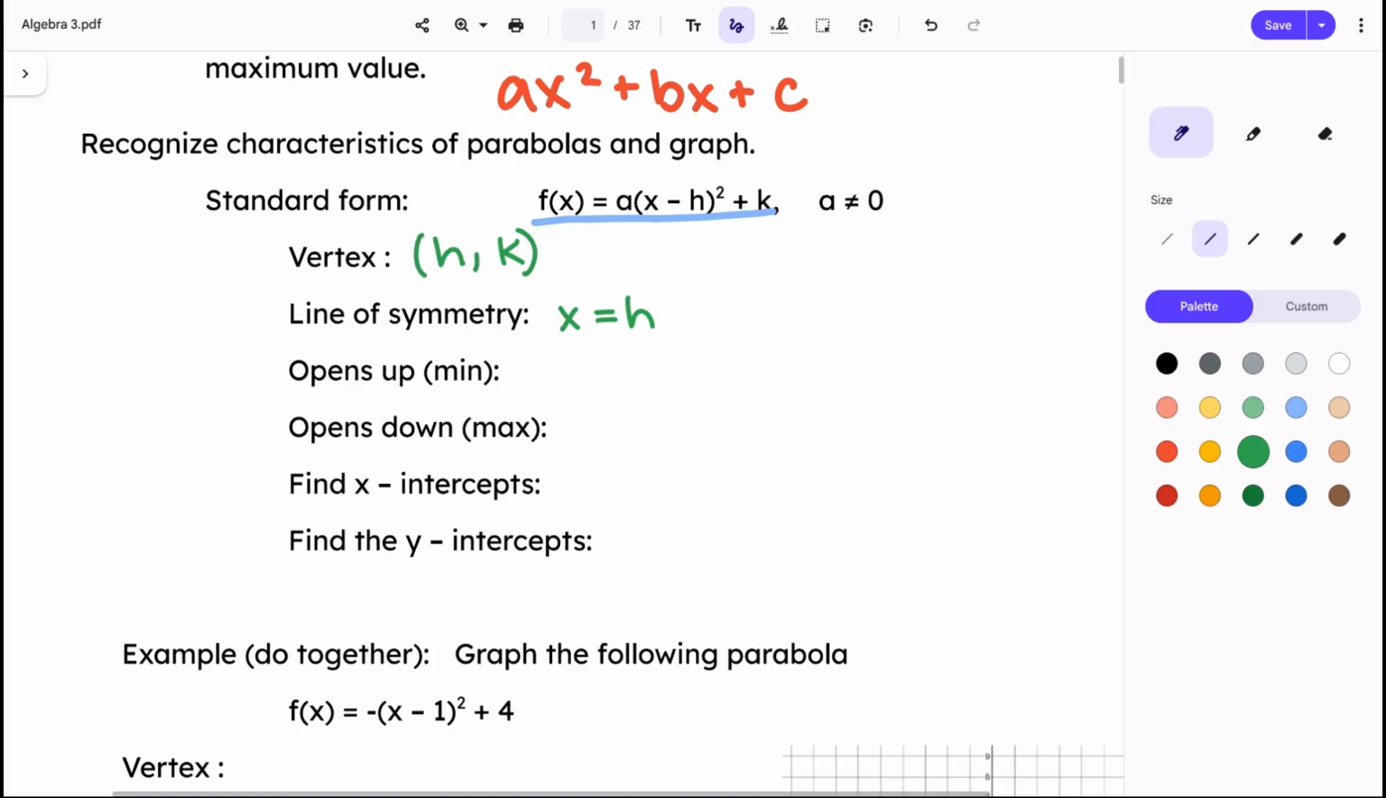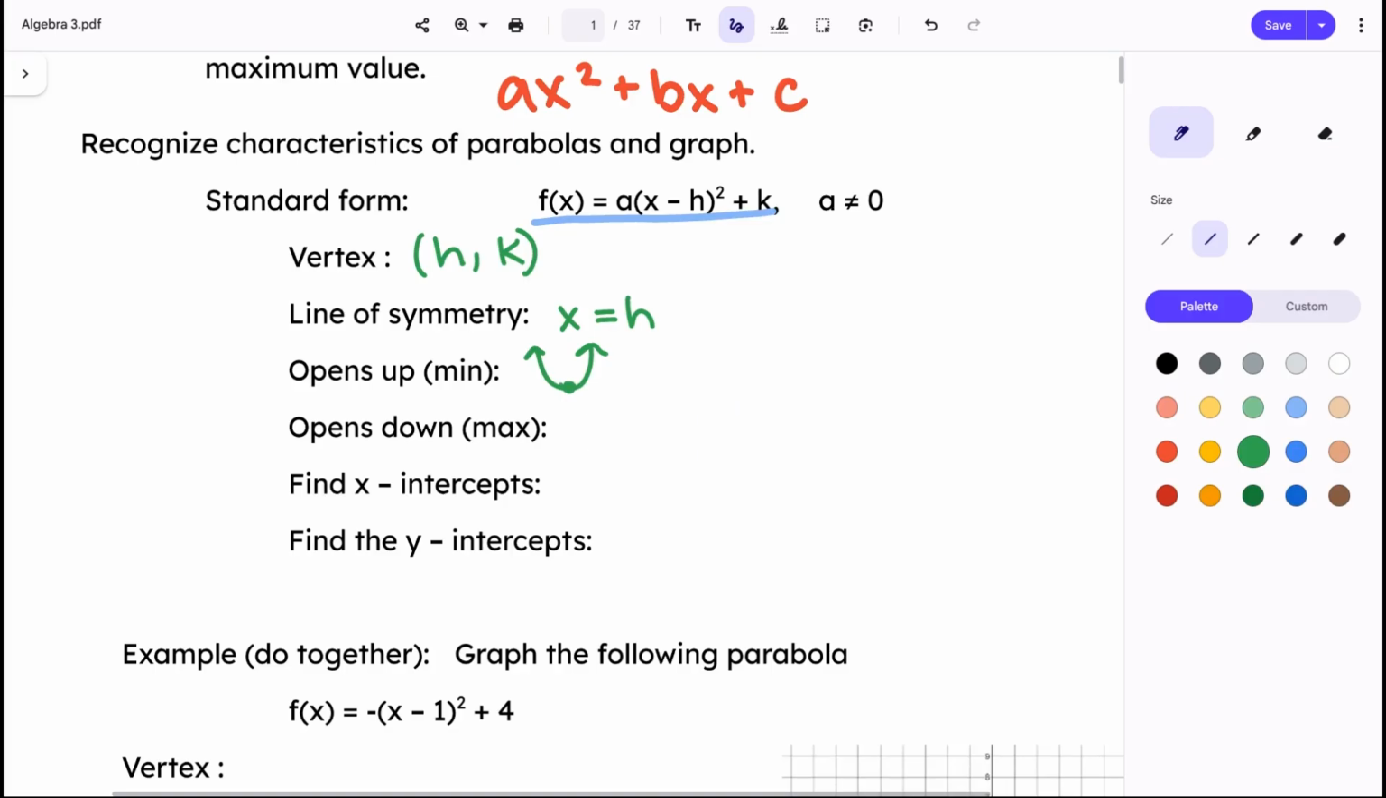To determine if a graph opens up or opens down, or if it has a minimum or a maximum. So something that opens up would look like this. I always call them happy parabolas because they look like smiley faces. A parabola that opens up would have a minimum value. The minimum value would be down here, and that would be its vertex. That'd be the lowest point that you find on the graph.